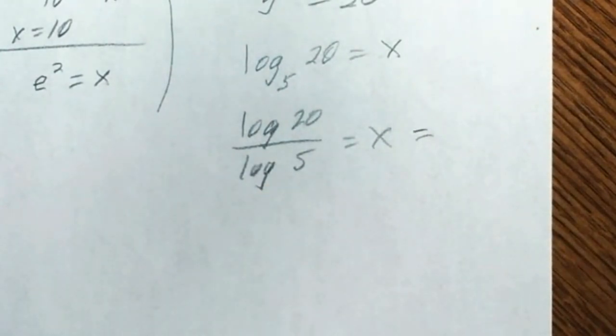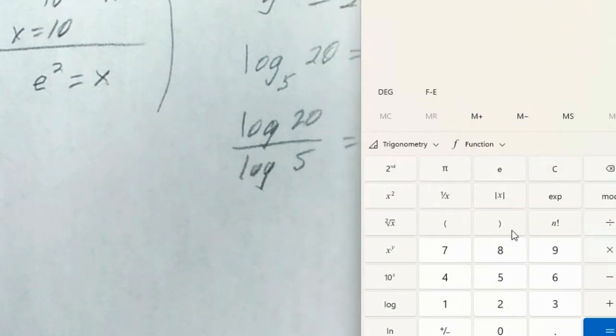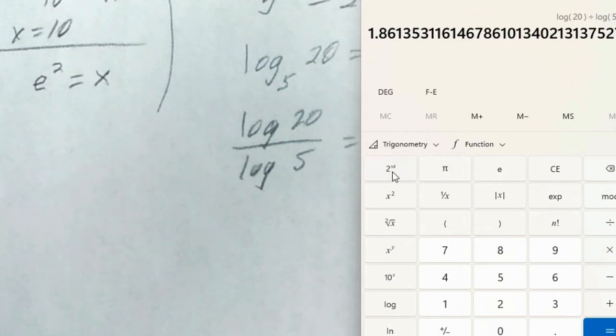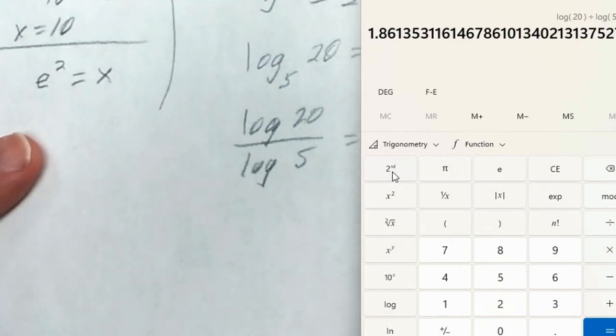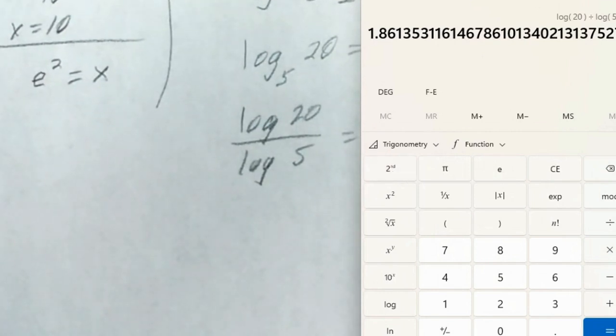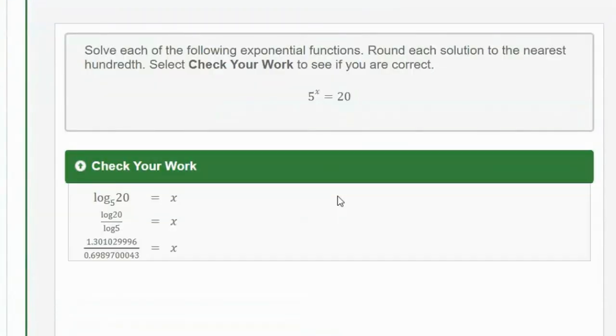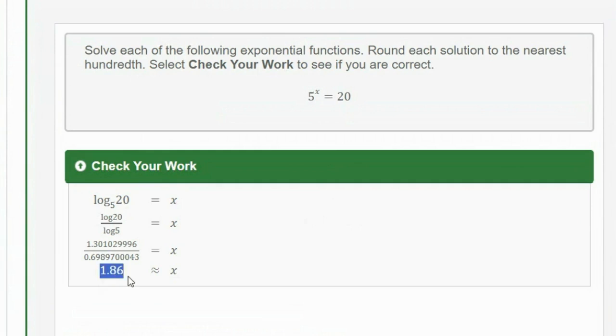Which equals what? Let's see. 1.861. We'll see how many decimals they wanted. Oh, let's see. They wanted 2 decimals. 1.86.